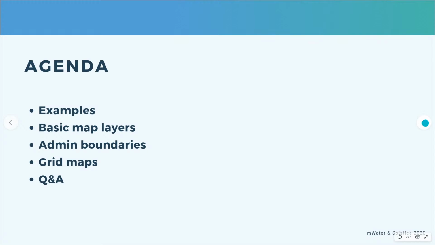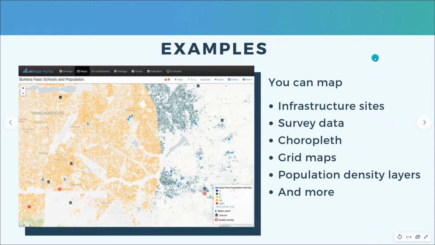So let's get going. I want to show you some examples around mapping infrastructure sites, survey data, these choropleths, grid maps, population density layers, and some more. And let's go.